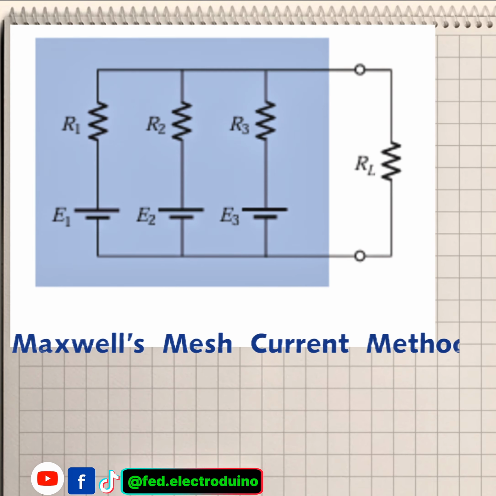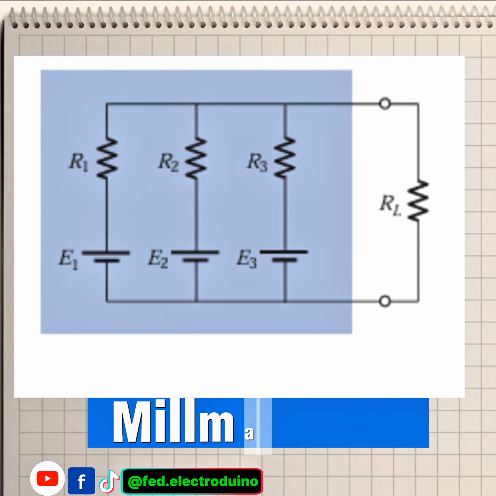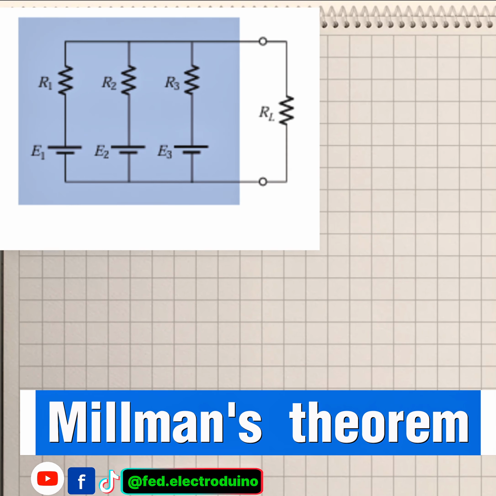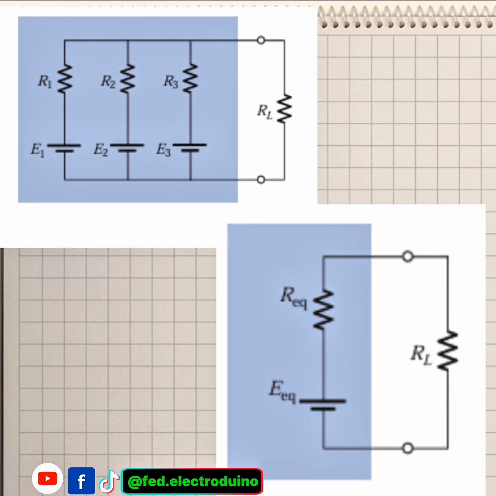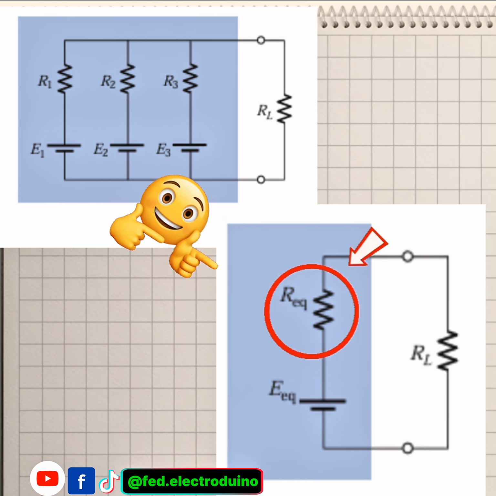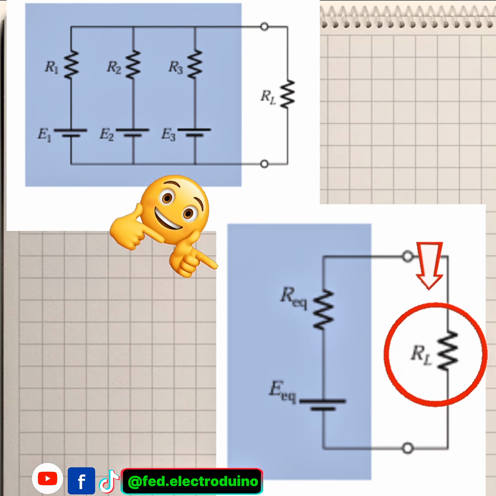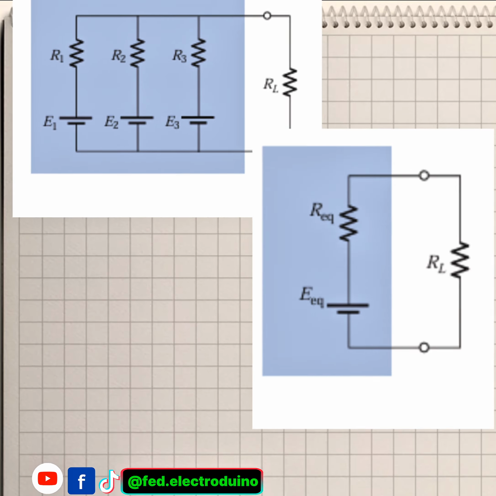If we try to solve this using mesh or nodal analysis, it would be long and time-consuming. But with Millman's theorem, we can replace all of this with just one single source. Here's how it looks. One equivalent voltage source, E equivalent, and one equivalent resistance, R equivalent, across the same load. Isn't that much simpler? Now, let's go through the three simple steps for applying Millman's theorem.